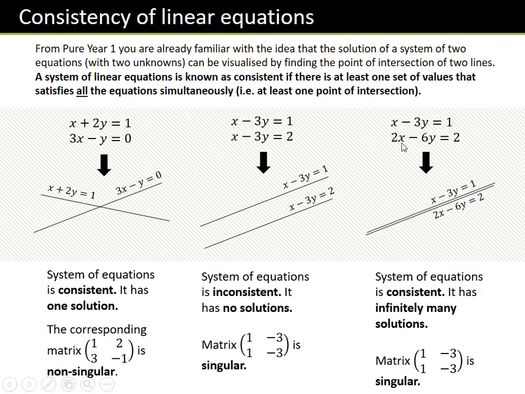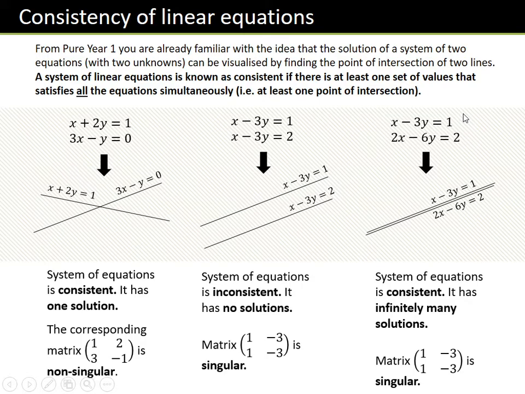Well, if x was 7 here and y was 2 here, it would also work. I could pick a different value for x and a different value for y, and this one would work. So there's a lot of solutions to this particular equation. So it is consistent because the 2 equations together are speaking the same truth.